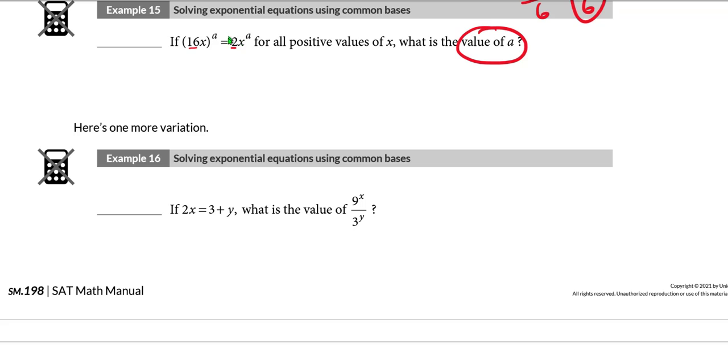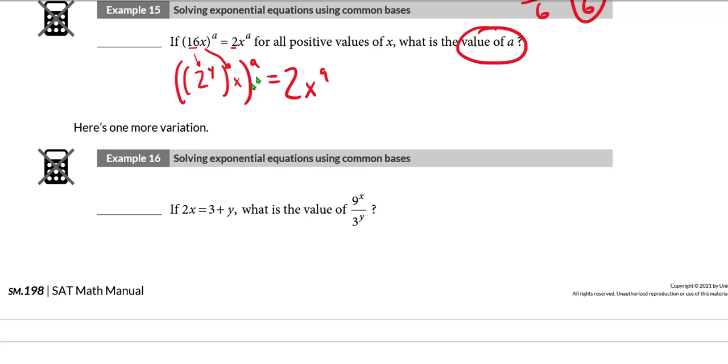These are not bases. This one's a base. This guy is not a base. This is a coefficient. But because we have that coefficient of 2, most likely we're going to want to rewrite that 16 as a base 2. So how are we going to do this? We rewrite 16 as 2 to the 4th. I'm going to put another set of parentheses here. So that 16 is the 2 to the 4th there. There's that x, and then we have the a outside. On the right, we still have 2x to the a.